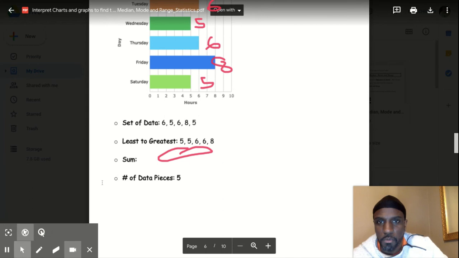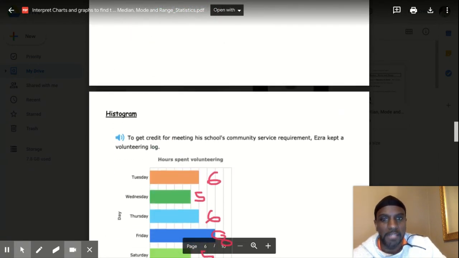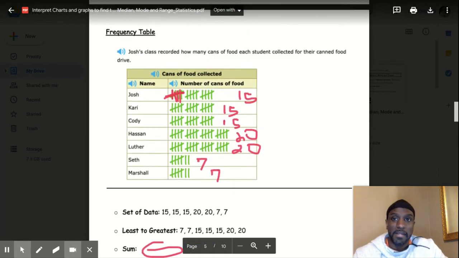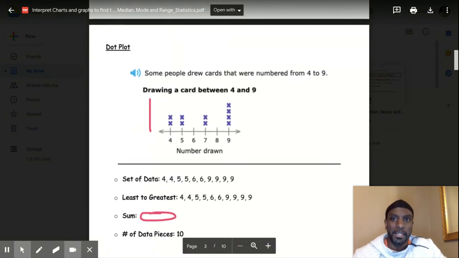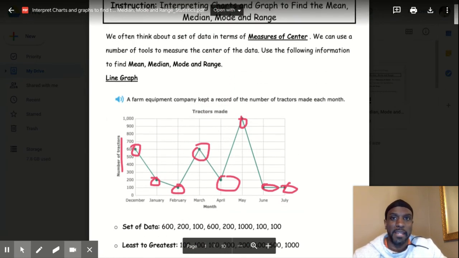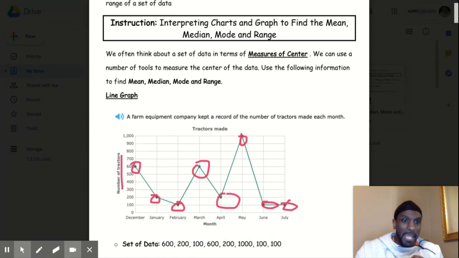So I'll give you one more example, and then you're off on your own. Well, actually, we are done. I did it from a histogram. I collected data from a frequency table, from another frequency table, from a dot plot, and from the line graph. And remember, write down your data, put them in order from least to greatest. Then how many data points do you have? And then what is the sum of all of them? Get those 4 things out of the way, and then you are easily able to find the mean, the mode, the median, and the range.